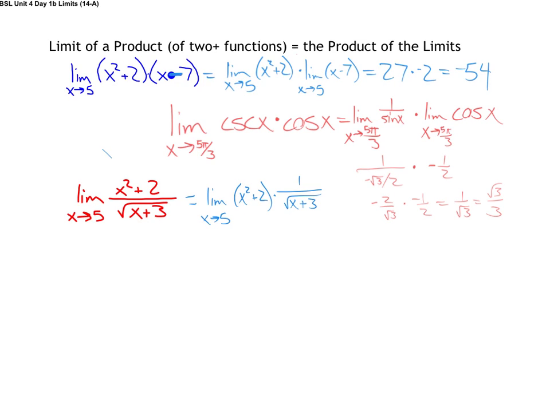Okay? So, now we have two things that are continuous around 5. Alright? So I can evaluate the one and get 27. And I can evaluate the other one and I'd have 1 over square root of 8. So it'd be 27 over root 8.